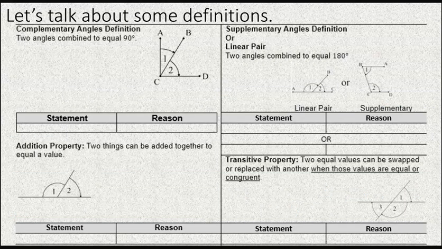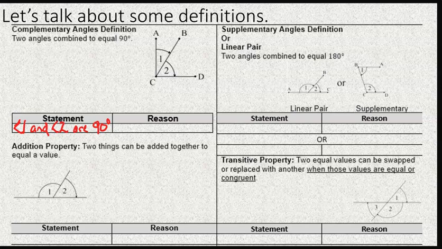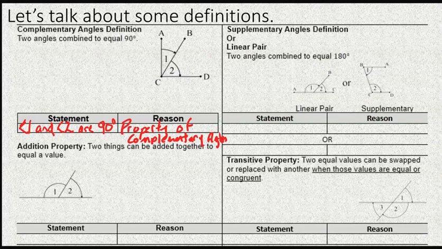I'm going to do my best to write into these little boxes. So let's take a look at the complementary angles. The definition of complementary angles is when two angles are put together or added together to equal 90 degrees. So here's how we can write that. In a very simplistic fashion, I can write here angle 1 and angle 2 are 90 degrees. So I could justify that by stating the reason: a property of complementary angles.